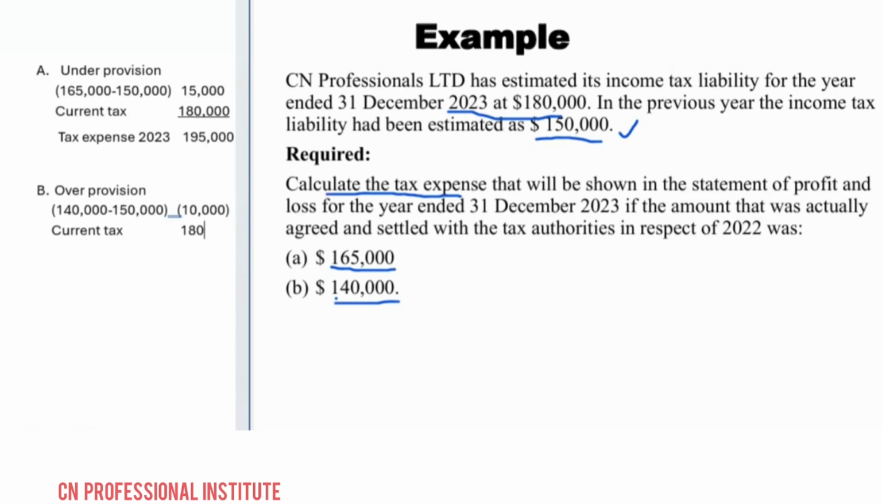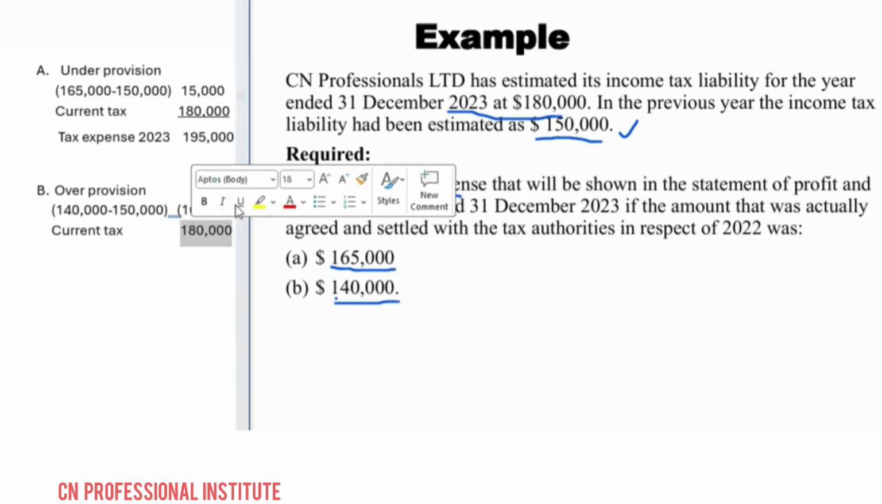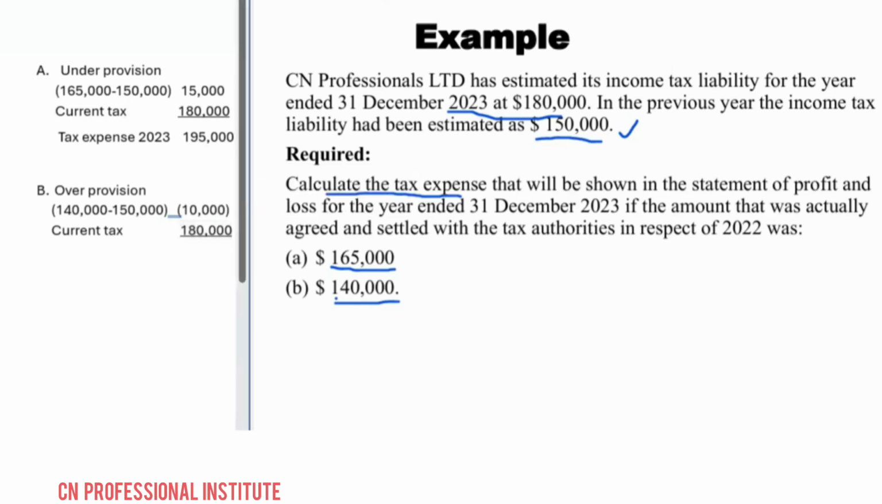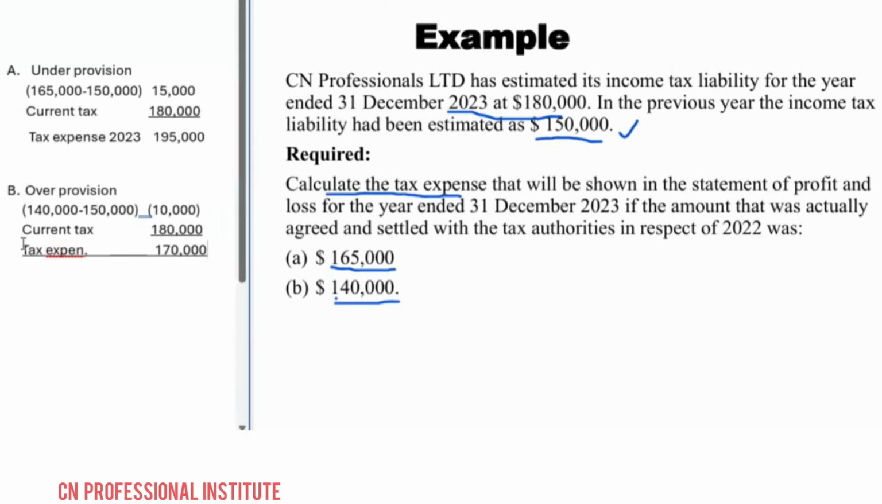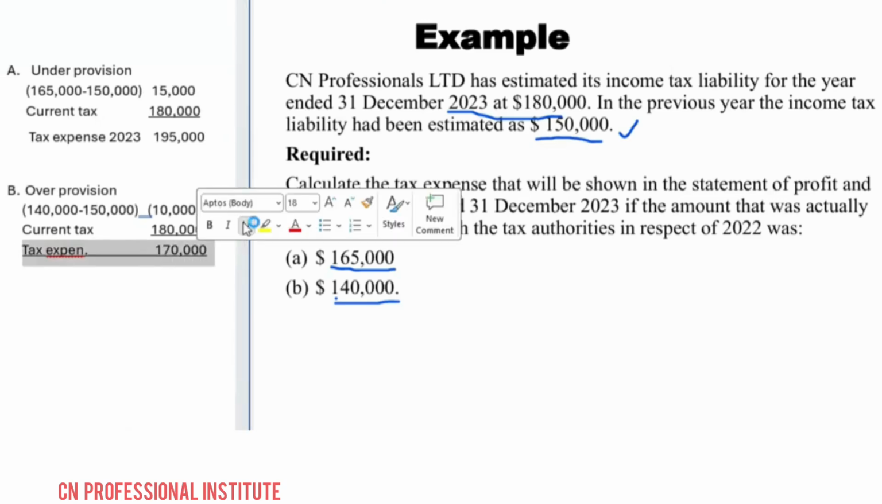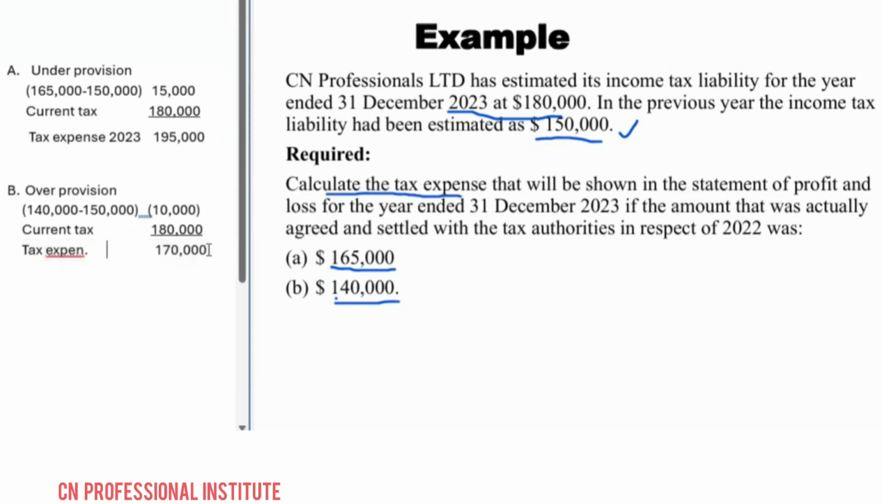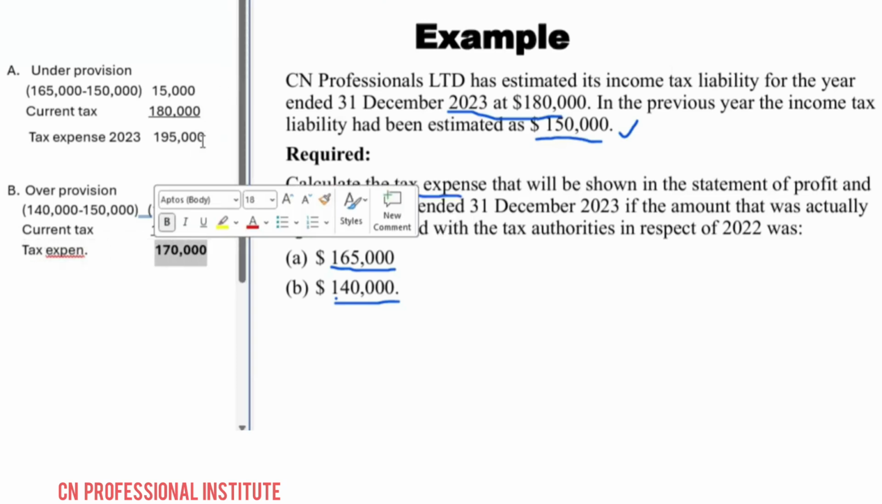So in this question, you would realize that the over provision will come and reduce the tax expense. Okay, it will reduce it. So when you factor this in, you realize that the tax expense for 2023 will be 170,000. As simple as that. So that's it with this question. So that's it with over and under provision.